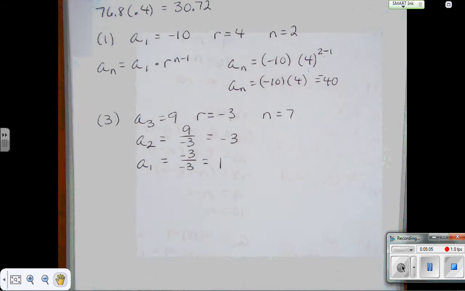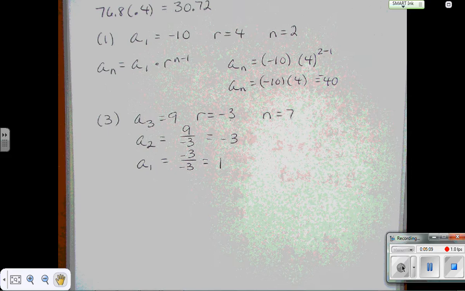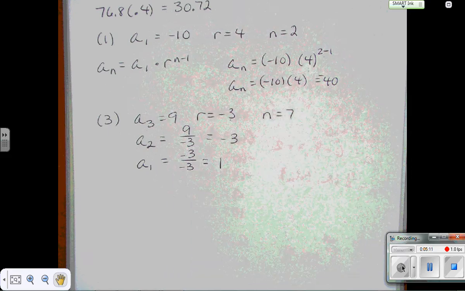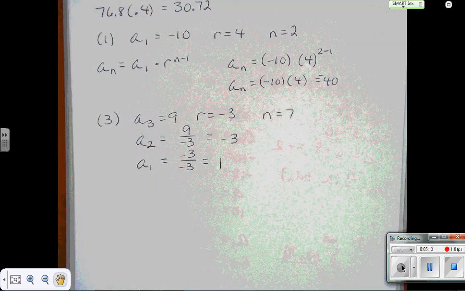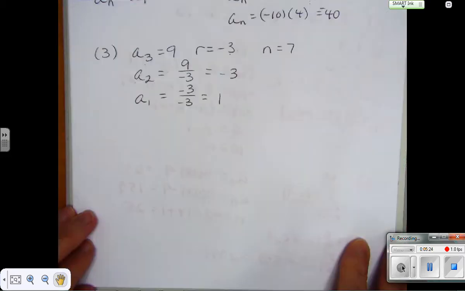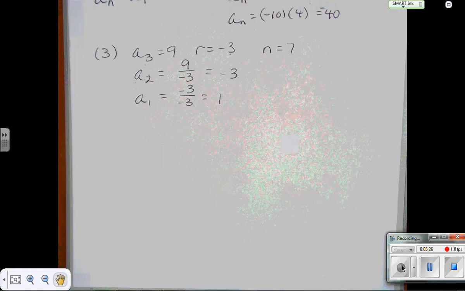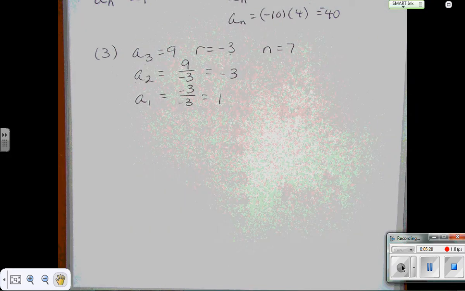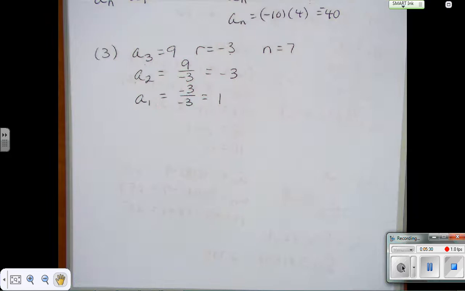Okay, let's look on the other side of your paper. Page 20. A geometric series is the sum of the terms of a geometric sequence. The sum of the first n terms of a series is denoted S sub n. And they give you two equations to find S sub n. So it just matters what information they give you, and you have to look at your equations and decide which one you're going to use.